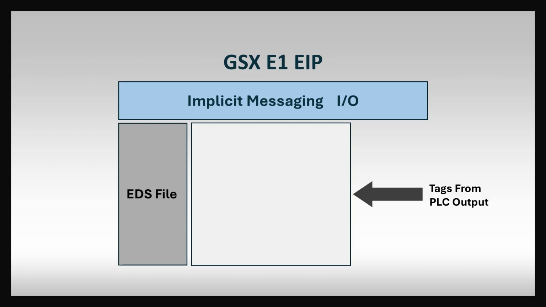Some examples of the output tags include Go home position, which configures the GSX to send the horn to its home position. Go ready position configures the GSX to send the horn to its ready position. Reset alarm clears active alarms. And set active recipe specifies the recipe to run, represented as an integer.